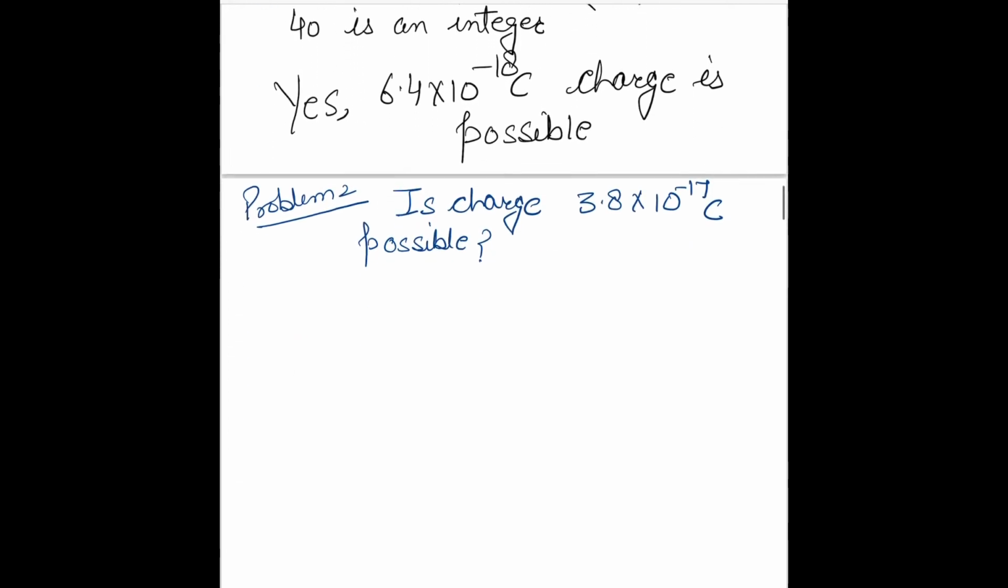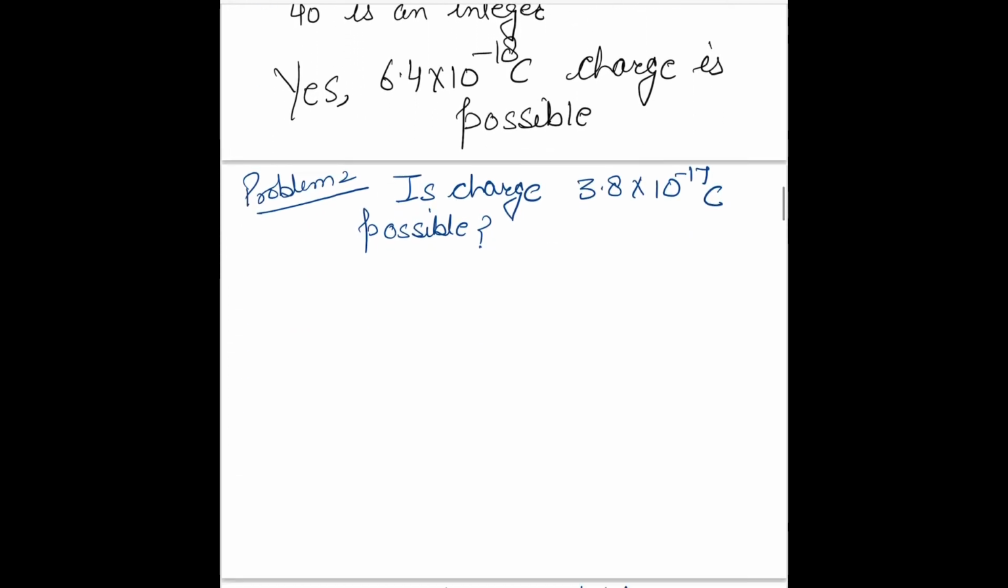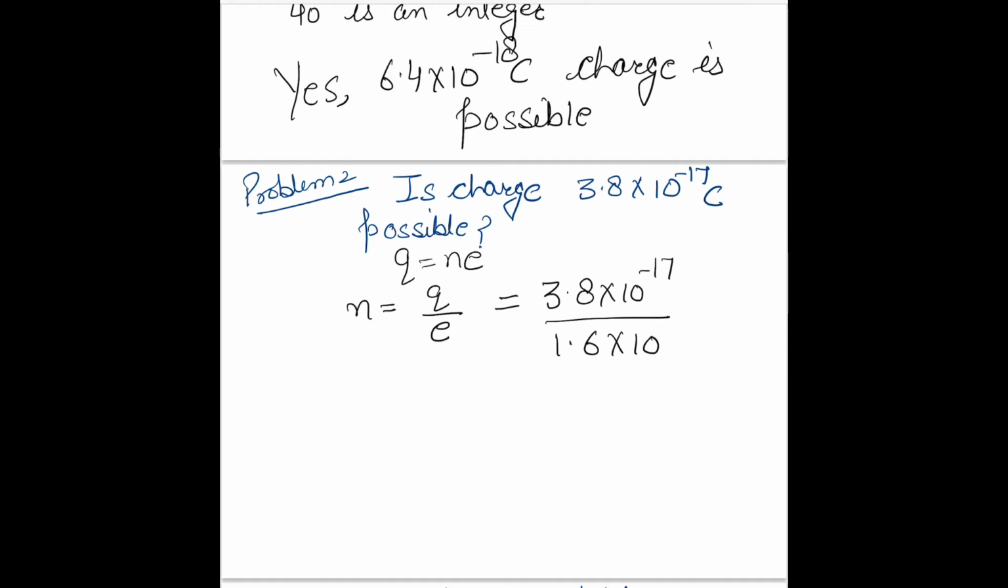Now, in the next problem, let us try this particular charge. Is it possible? To find out, we again write Q is equal to NE. Quickly, you can do it earlier than me. So N is equal to Q by E. Then we substitute the value of charge, that is 3 into 10 raised to the power minus 17. Then we know that the value of E is 1.6 into 10 raised to the power minus 19.